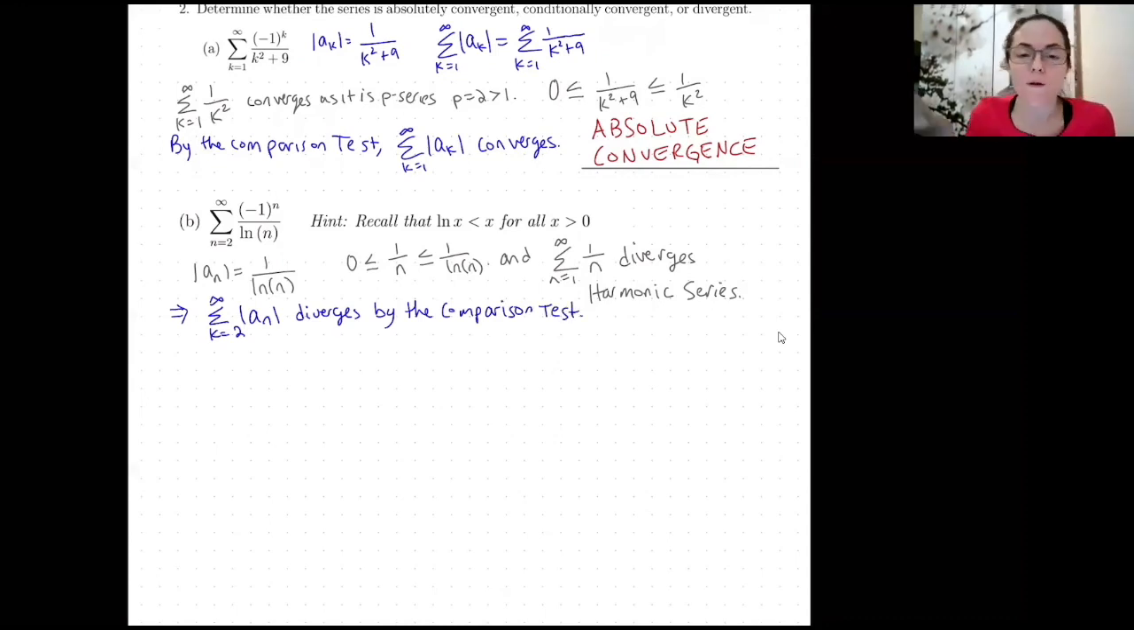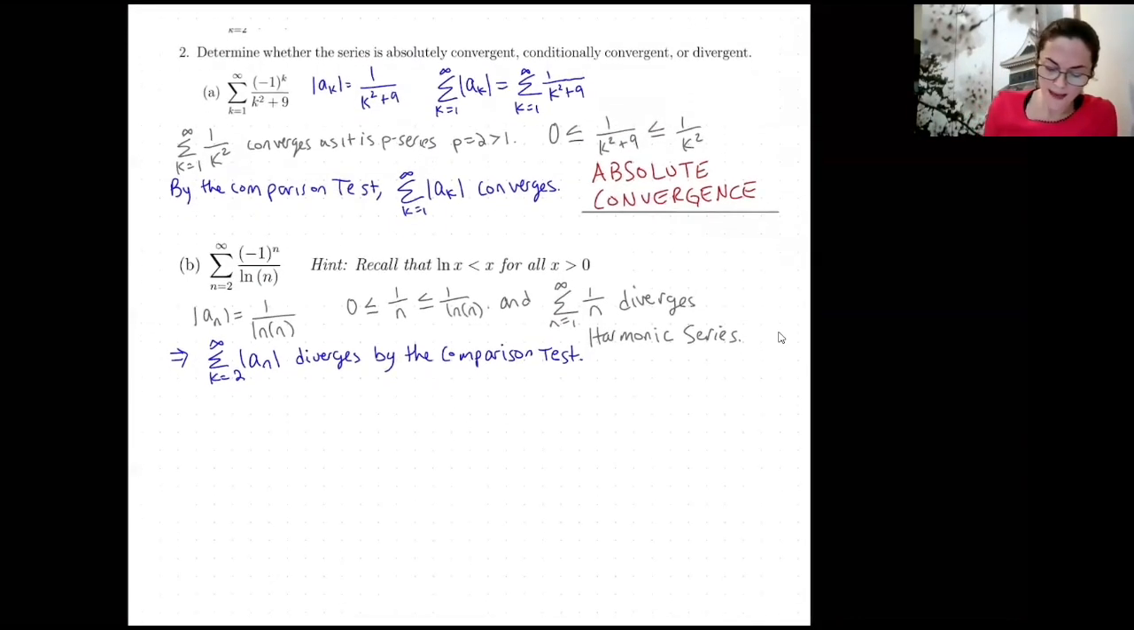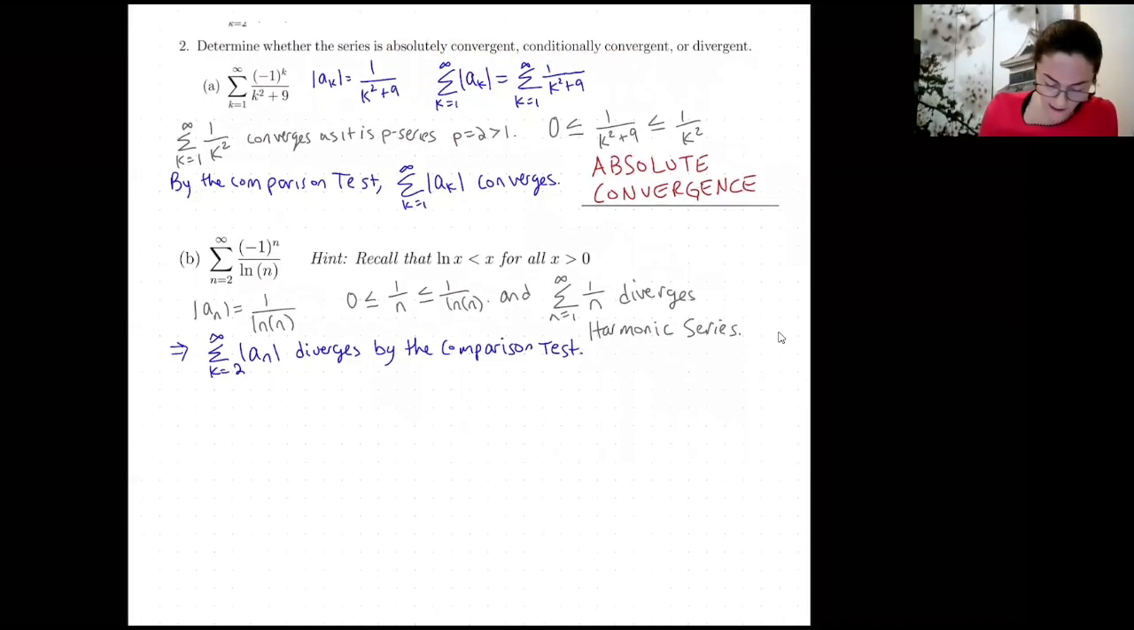Now, we don't have the answer yet. All we know is that absolute convergence does not happen for this series. It's not absolutely convergent because the absolute value diverges. But maybe this other statement is true, okay? And in fact, it will be.